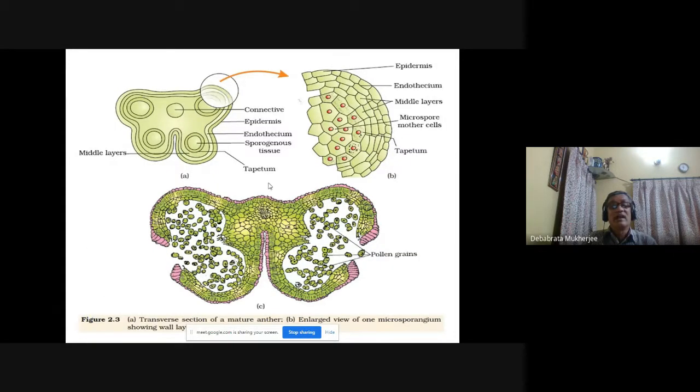So here is a clear picture, a transverse section of a mature anther. You will see the enlarged view of the microsporangium. Here you will see the layers: the endothecium, the middle layer, and the tapetum is also there, and there will be the sporogenous tissue. This is the distribution, and the second one is the enlarged view of a microsporangium, showing how the pollen grains are coming out.